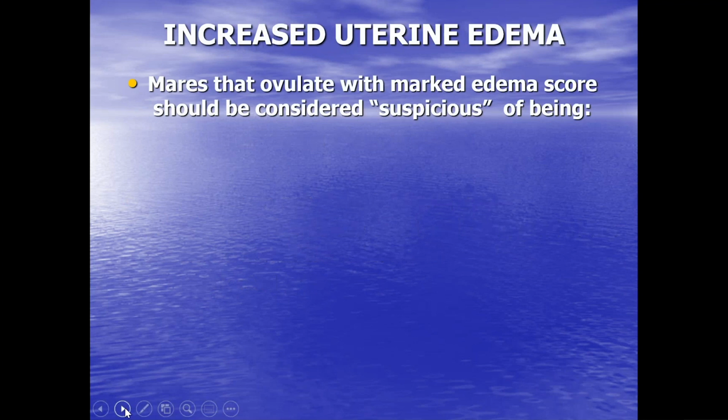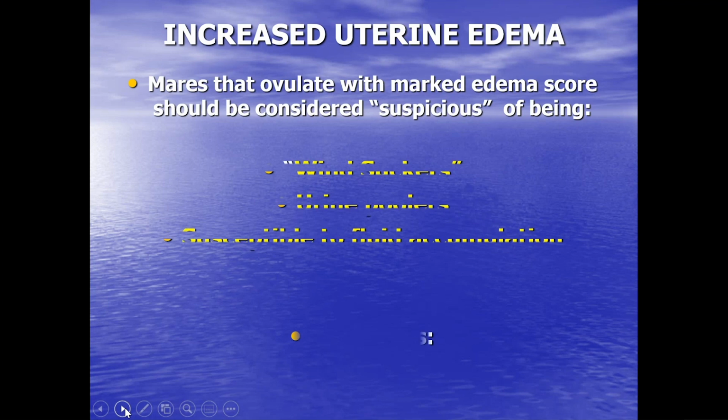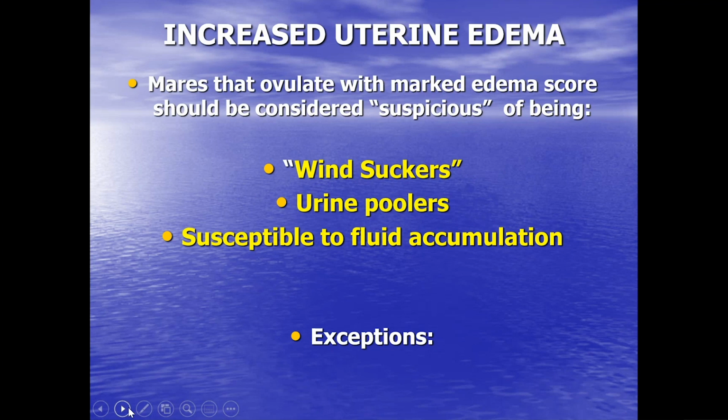Mares that ovulate with a marked edema score, and this was really what Juan Samper talked about in his 2007 paper, should be considered possible windsuckers, pooling urine, i.e. the uterus is getting irritated by something, and that in itself will cause an endometrial edema pattern. And the mere fact that they are susceptible to fluid accumulation. Obviously, edema is fluid within the tissue. If it becomes actually free fluid in the uterus, well, it's only one step back from that to have endometrial edema.